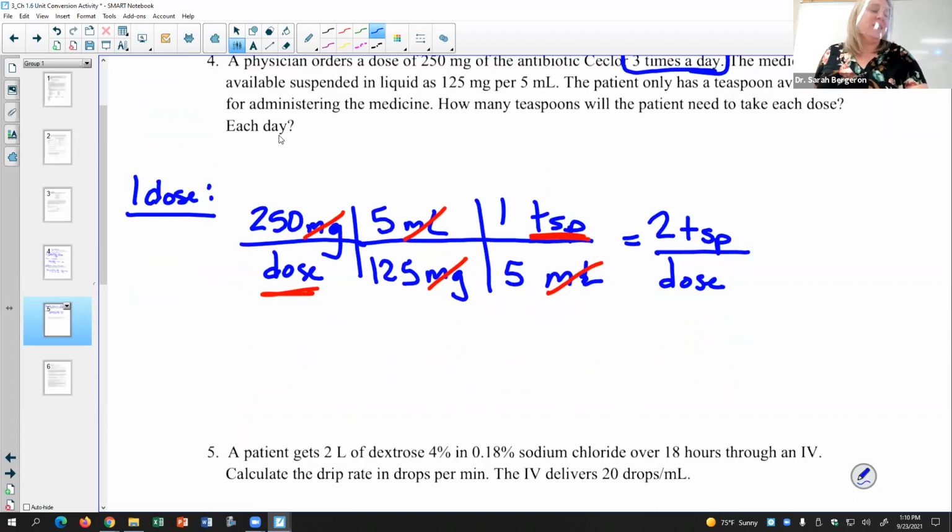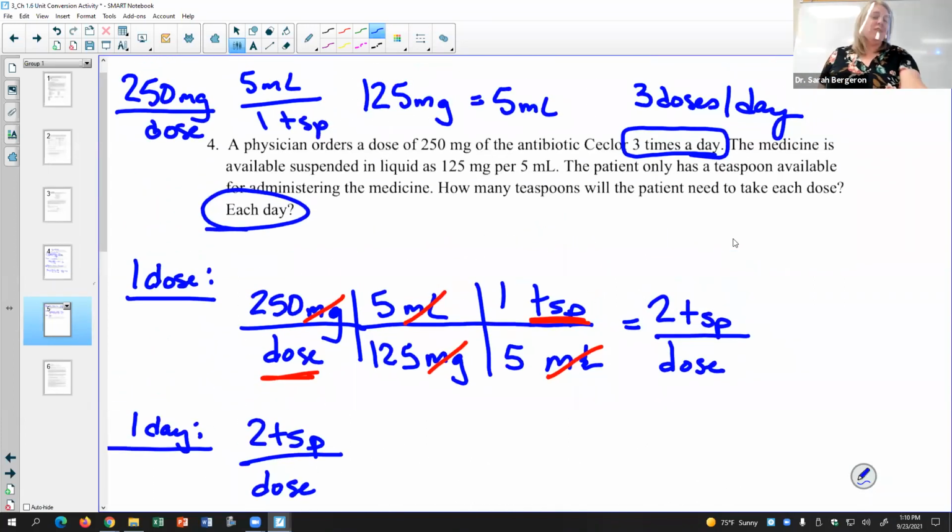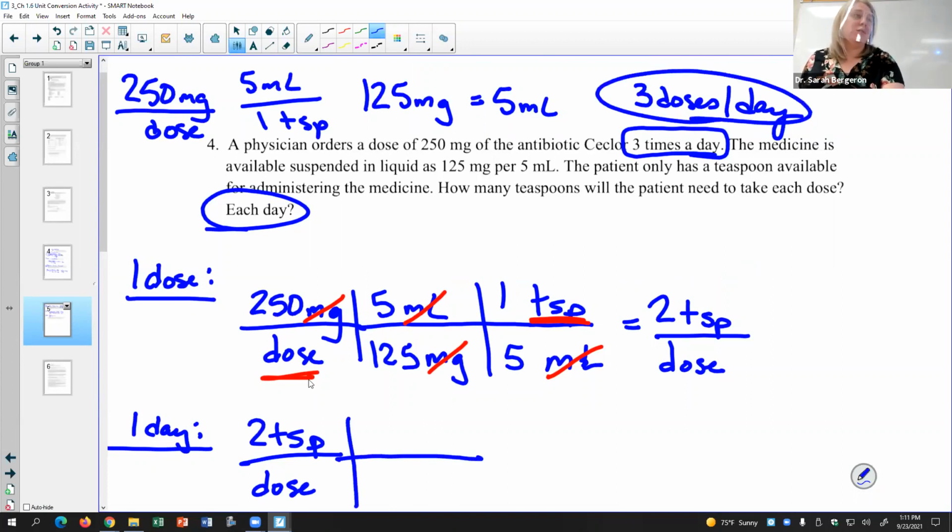All right, but that's not all we need to know. We also need to know each day. So in 1 day, what are we going to do? Well, I'm going to take my answer here, right? I already know that he needs to take 2 teaspoons per dose. Do I have a conversion factor up here where I can convert? Now I want to keep my teaspoons. I want to convert dose to days. Can I do that? Yeah. I know here I have 3 doses per day.